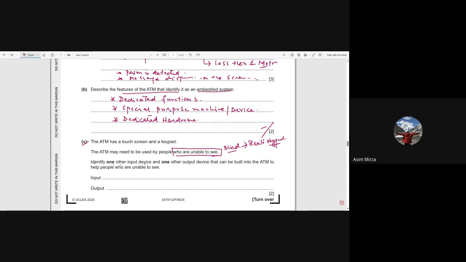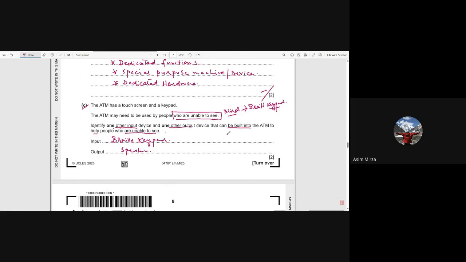Identify one other input device and one output device that can be built into the ATM to help people who are unable to see. So we can write braille keypad and the speaker, right? The output can also have a headphone, but the question comes, if a blind person is there, how can he see the headphone? Yeah, there might be a chance someone told him that it's on the left side or right side. So that's okay too.